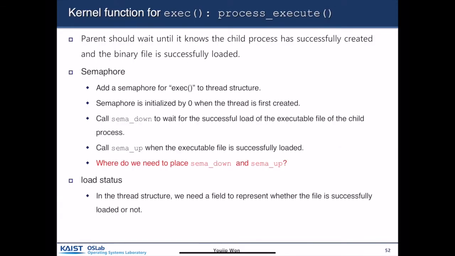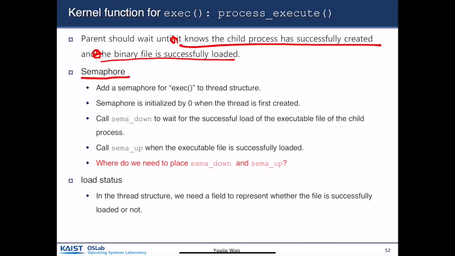Let me explain how we implement process execute. Process execute is a kernel function for exec. So the parent should wait till it knows the child process is successfully created and the binary file is successfully loaded. So we're going to use a semaphore to synchronize the caller and the child process that has been created as a result of calling process execute.